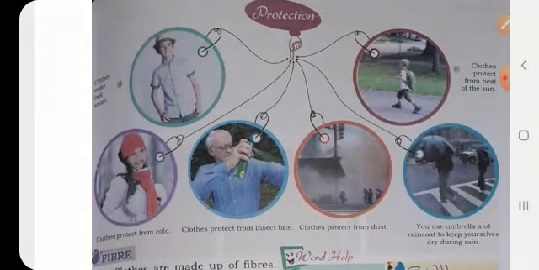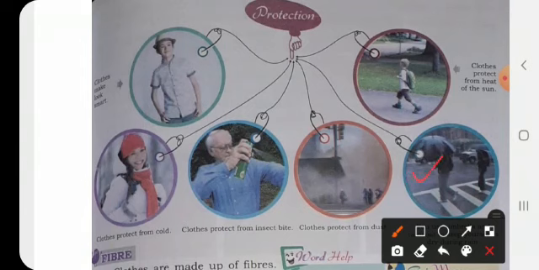Here you can see why we wear clothes. We wear clothes in different seasons. In the rainy season, we use umbrellas and raincoats. In the summer season, we wear this kind of cotton clothes. In the winter season, to protect ourselves from the cold, we wear woolen clothes.